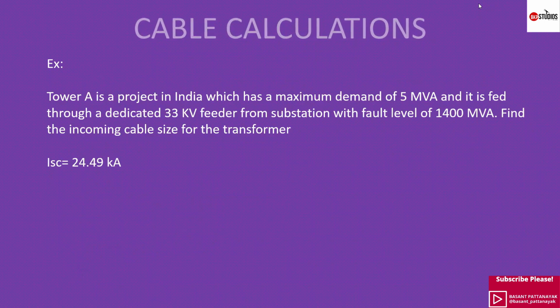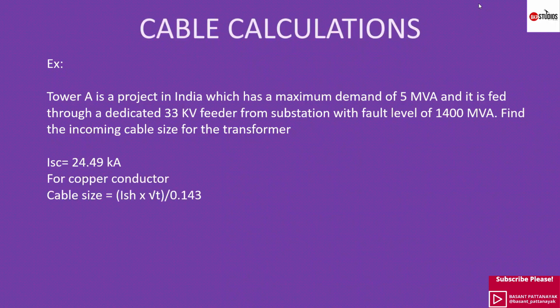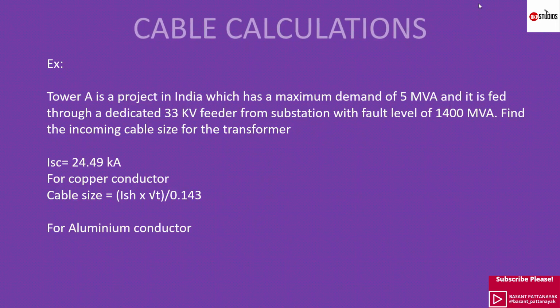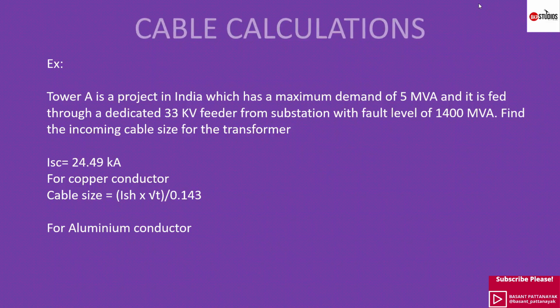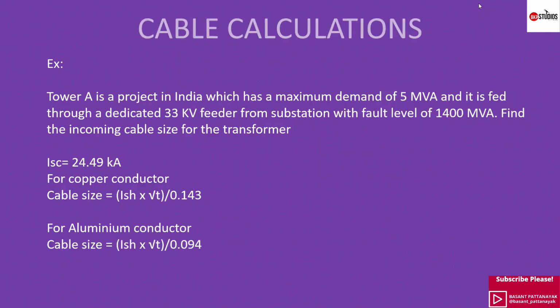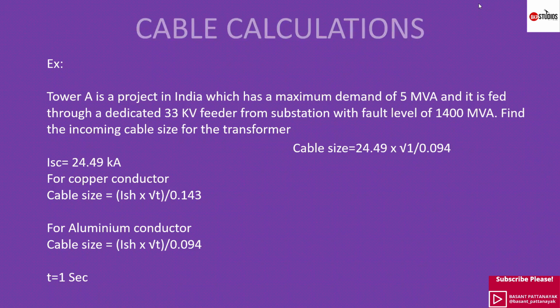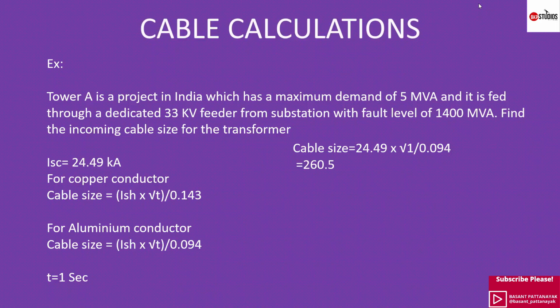What is the equation for cable size? If the conductor is copper, the equation is cable size equals short circuit current into root T divided by 0.143. ISH or ISC, the short circuit current, equals 24.49 kiloampere. For the aluminium conductor, the equation will be cable size equals ISH or ISC into root T divided by 0.094. I am using aluminium cables only. So I am substituting this value in the aluminium cable equation. Here T we will consider as 1 second. The cable size equals 24.49 into root T divided by 0.094. The answer will be 260.5.